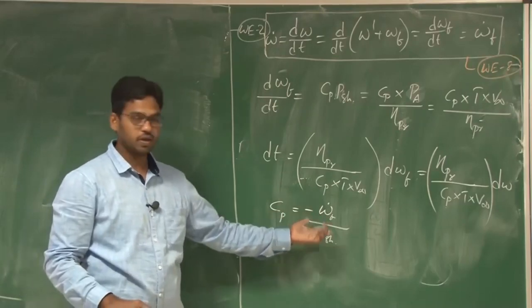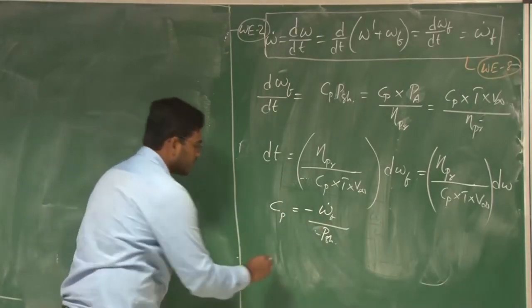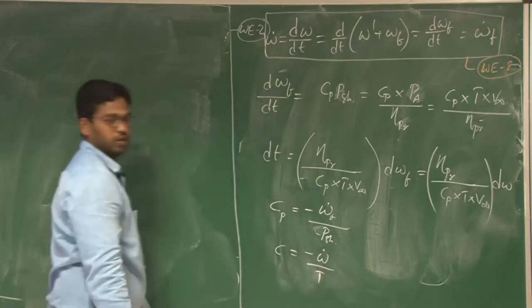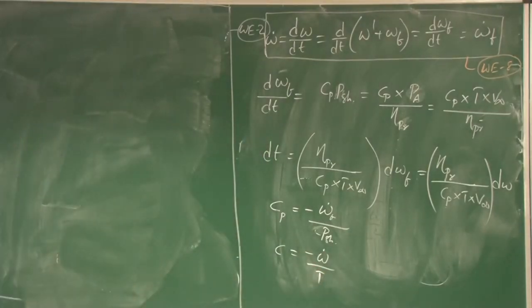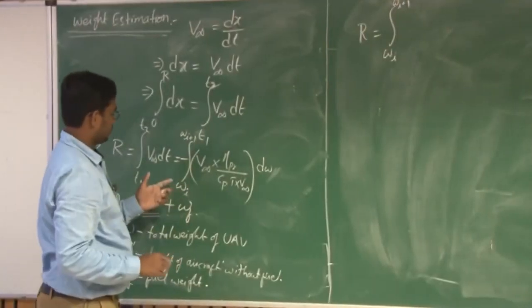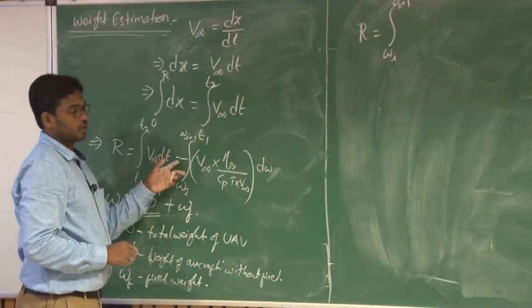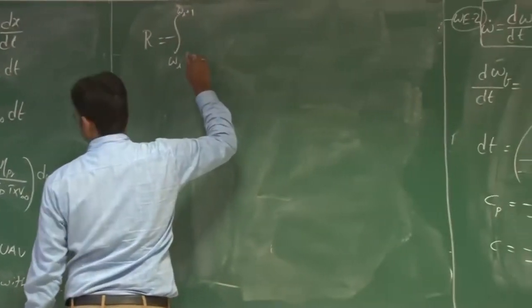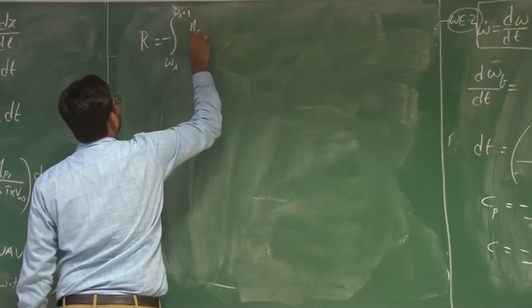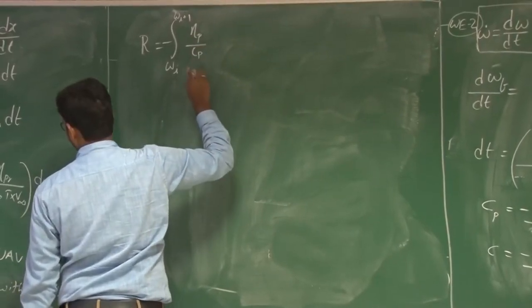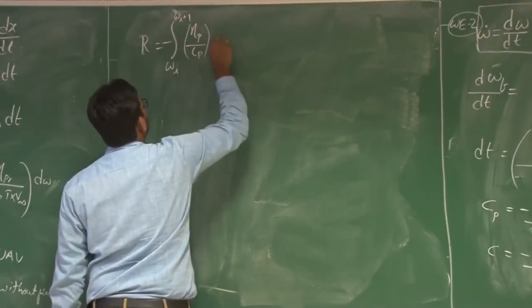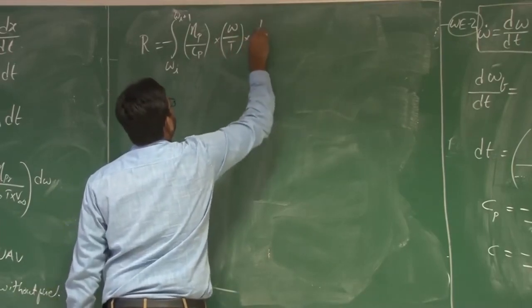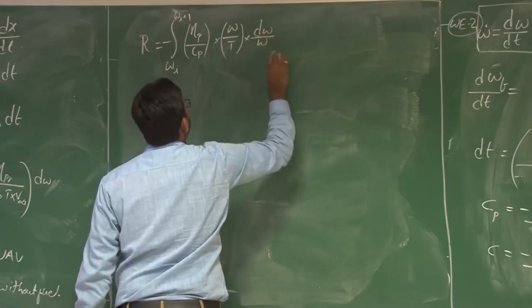So Cp is defined as minus of WF. Similarly, C is defined as minus W dot by T. Please make a correction here. The same will be reflected here, substituting the minus: minus of eta of the propeller by Cp into W by T into dW by W.